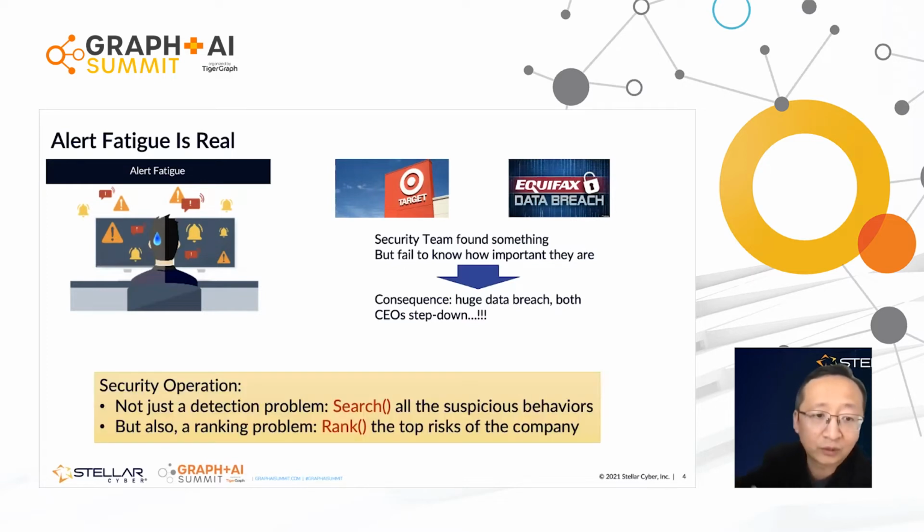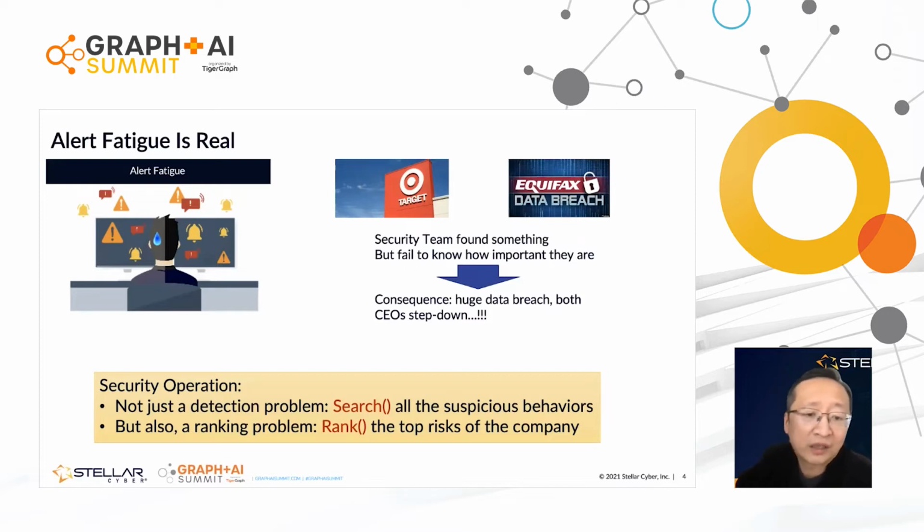That is to show that for secure operation, it's not just a detection problem. Of course, we want detection, we want to search all the suspicious behaviors, but that largely is not enough. We also need a rank function to know the ranking of the top risks of the company.